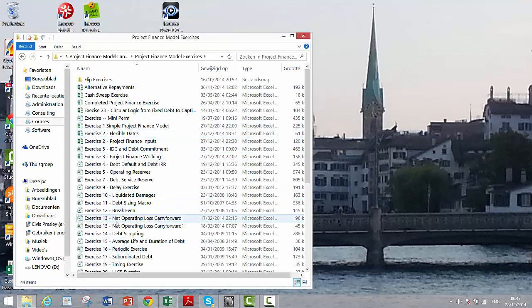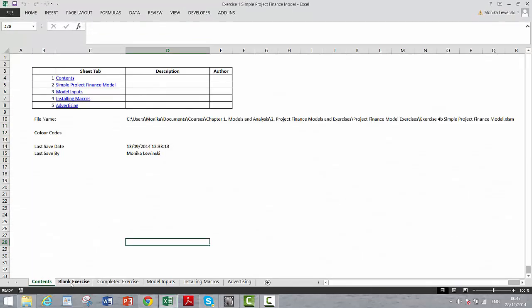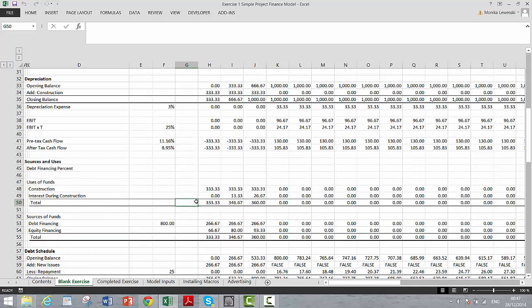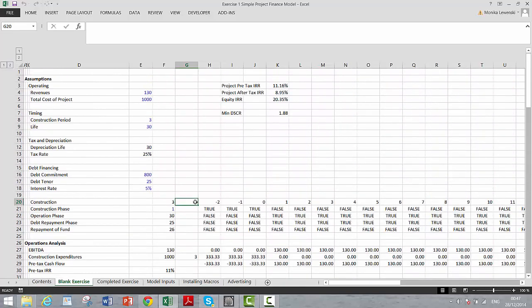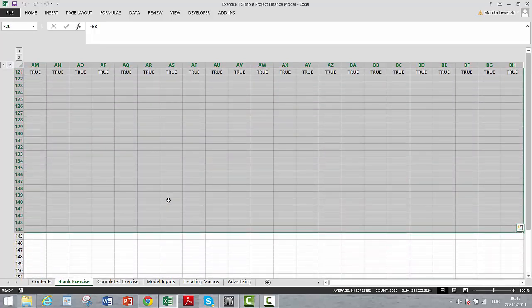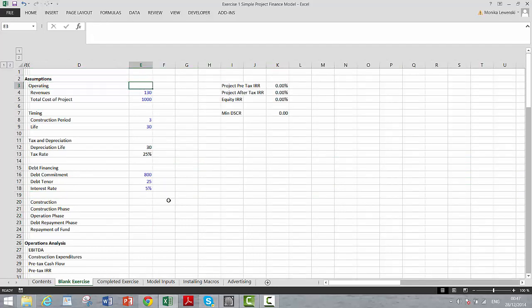So, working a lot on rearranging these exercises, and this first one is an exercise that works through a whole project finance model from the beginning to the end. And I'm going to delete everything we have here and start over. So we want to get some IRRs and some DSCRs.